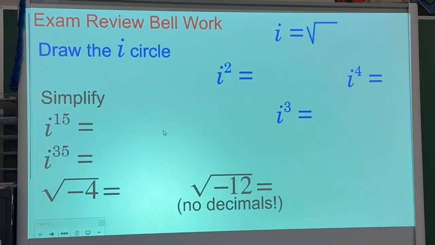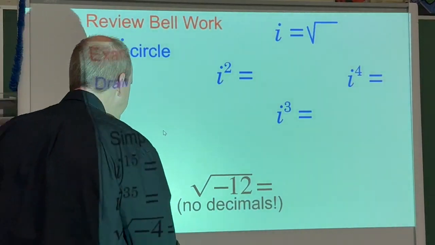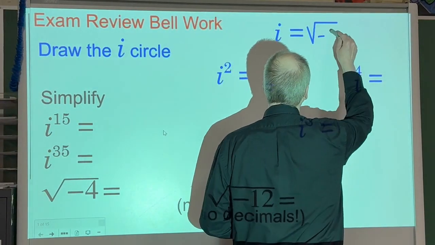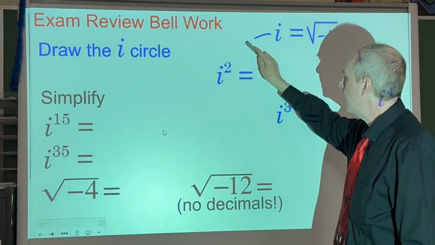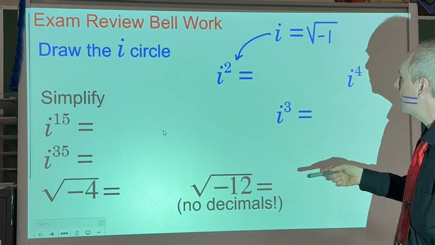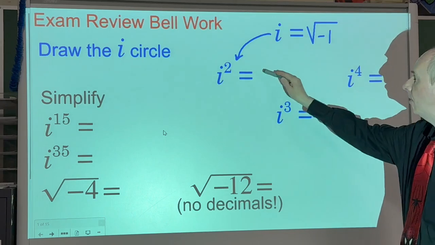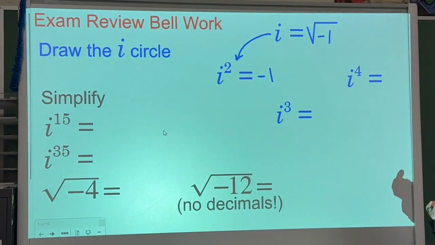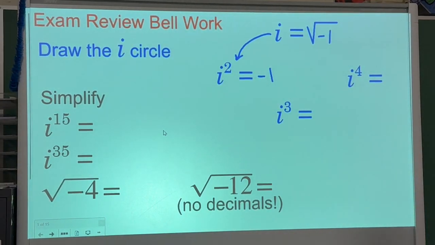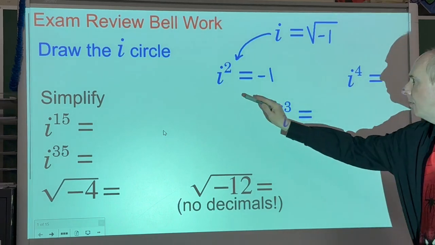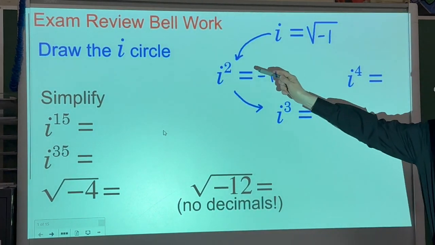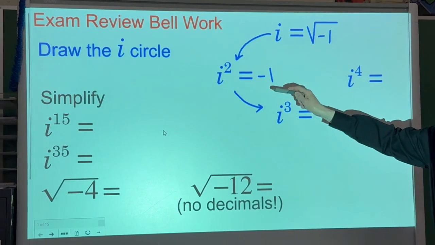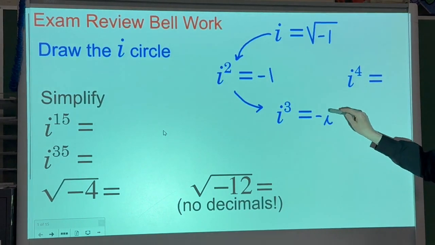Drawing the I circle, starting at the top. I is equal to the square root of -1, because you can't take the square root of a negative number. Then, if you had I times I, you get I squared. Well, square root of -1 times square root of -1 is equal to -1. A radical times itself, you end up with what's under the radical. Multiplying by I again, we would get I cubed. So you would have -1 times I, which is -I.